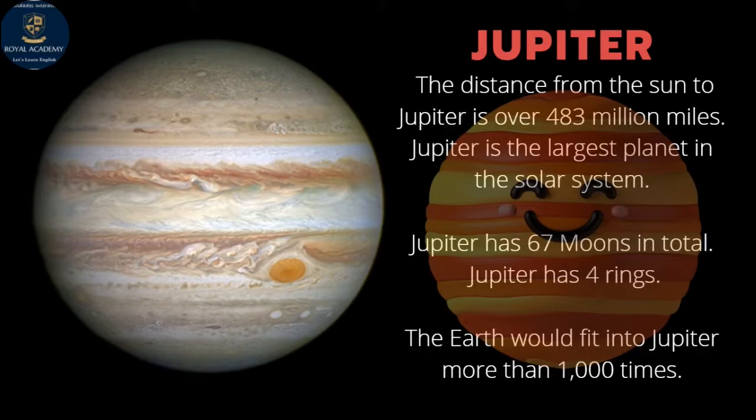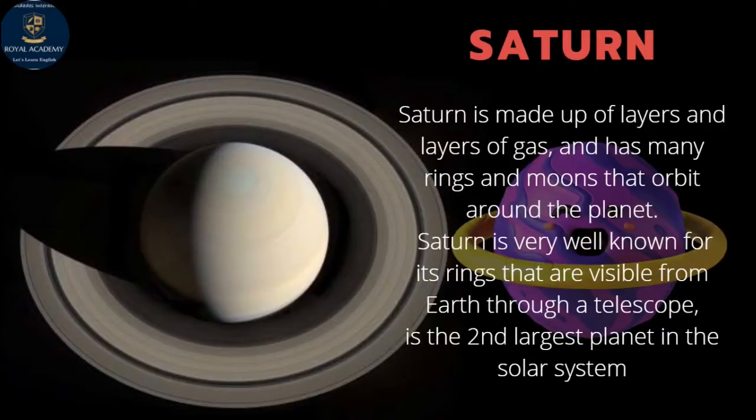Oh my God. Saturn. Saturn is made up of layers and layers of gas, and has many rings and moons that orbit around the planet. Saturn is very well known for its rings that are visible from Earth through a telescope. It is the second largest planet in the solar system.